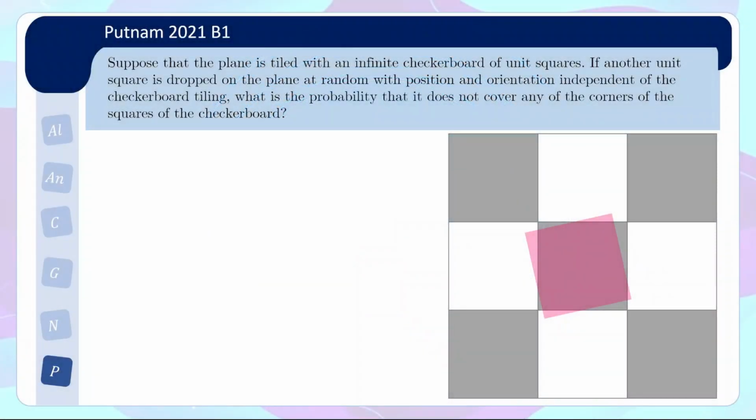So problem B1 is as follows. Suppose that the plane is tiled with an infinite checkerboard of unit squares. If another unit square is dropped on the plane at random, with position and orientation independent of the checkerboard tiling, what is the probability that it does not cover any of the corners of the squares of the checkerboard?